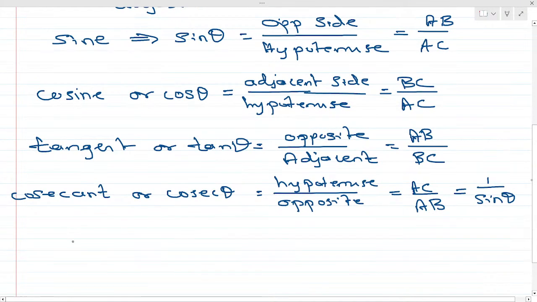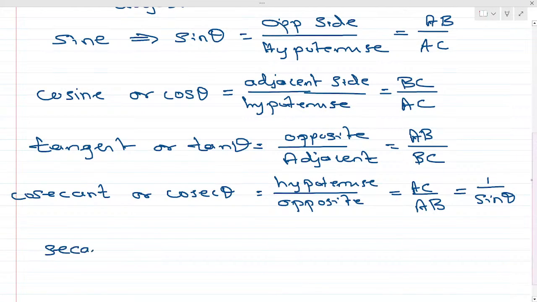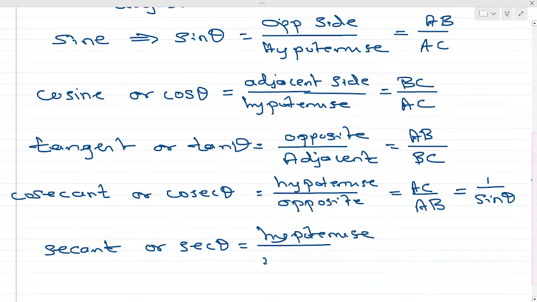We are left with two more ratios. The secant of an angle can be written as sec theta, which is equal to hypotenuse divided by adjacent. So hypotenuse divided by adjacent side: AC is our hypotenuse here and the adjacent is BC. By this comparison we get that it is 1 by cos theta.